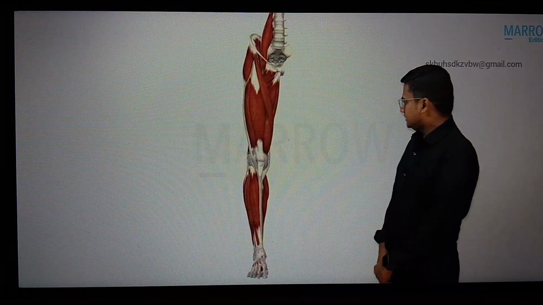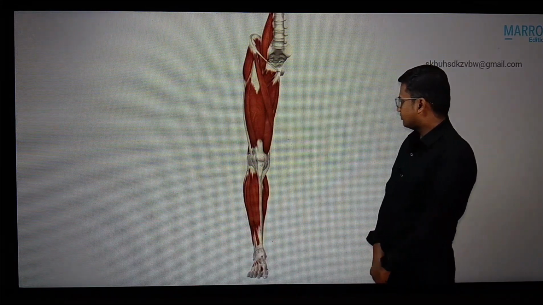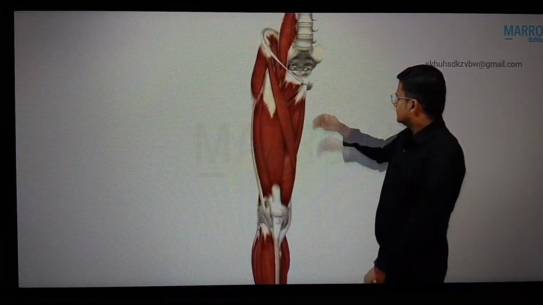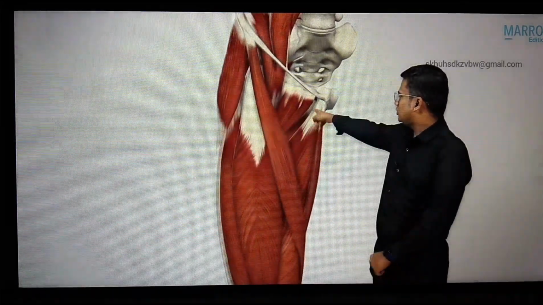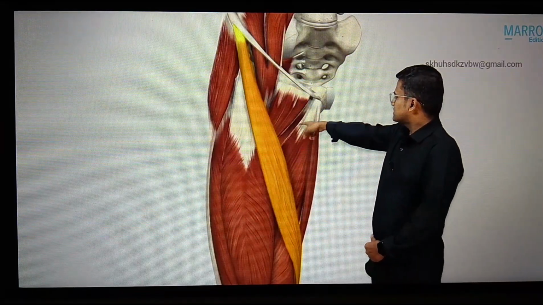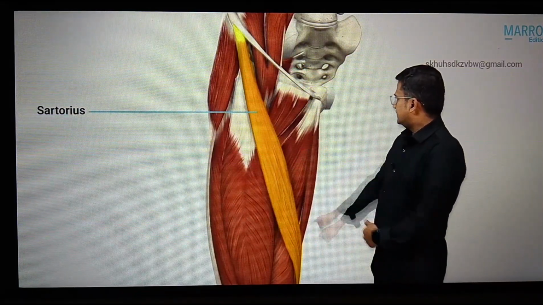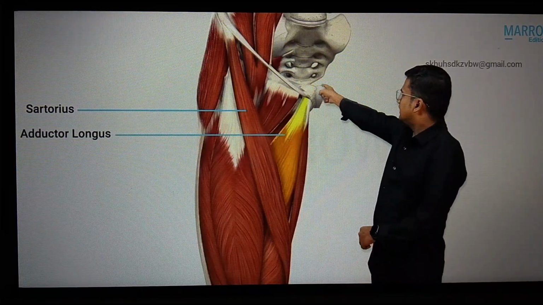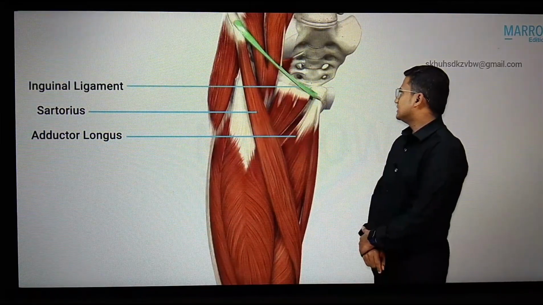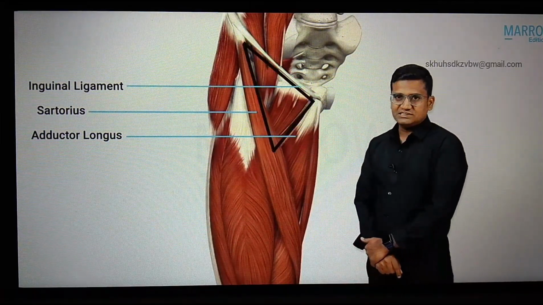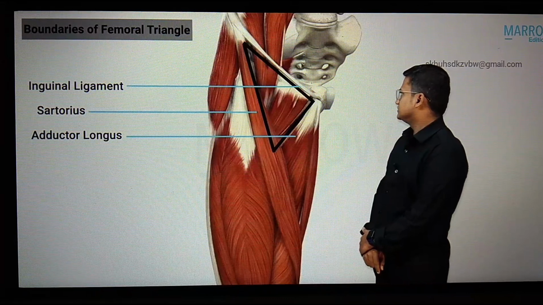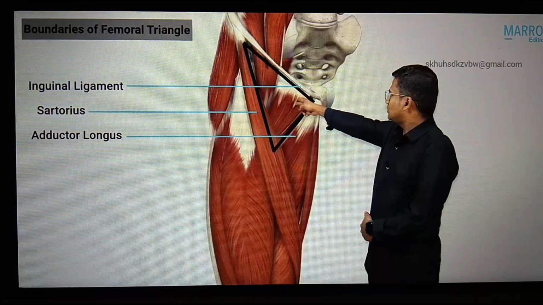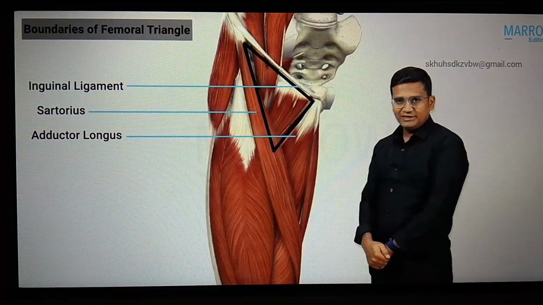So now we're going to see the boundaries of the femoral triangle. In that, we are seeing one muscle in the front of the thigh, that is our sartorius muscle. The sartorius muscle, medial border, and this is the adductor longus muscle, medial border, and above we have the inguinal ligament. Now these 3 structures form the femoral triangle boundaries. Okay. So it is bounded between the medial border of the adductor longus muscle, the medial border of sartorius, and above, the inguinal ligament. Okay. Right.